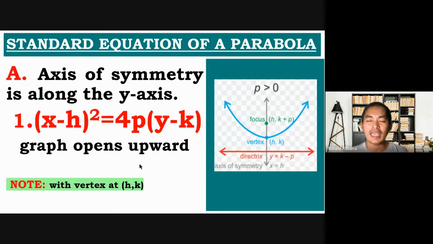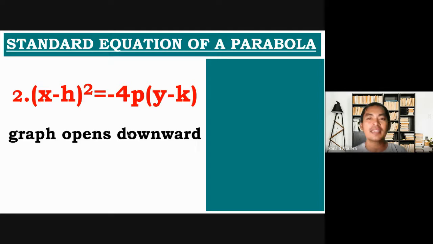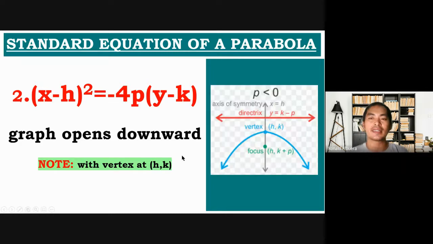And we have this, the illustration of the graph of this standard equation of a parabola. Another, the square of x minus h equals negative 4p times y minus k. Graph opens downward. Why? Because the coefficient of y minus k is negative. That is why it opens downward. So we have here the illustration or example of the graph of this kind of equation.